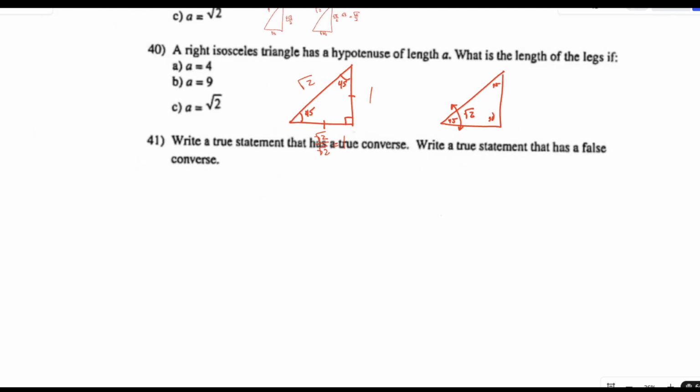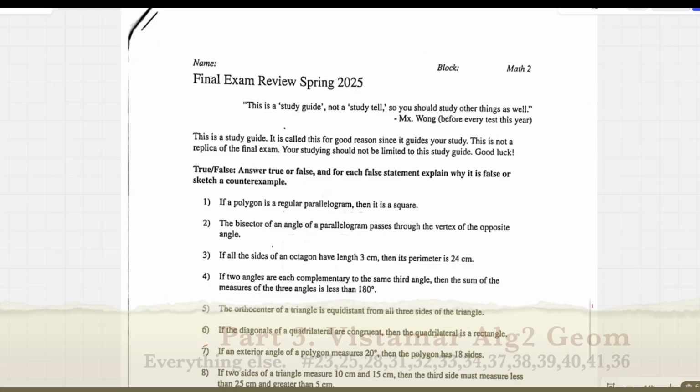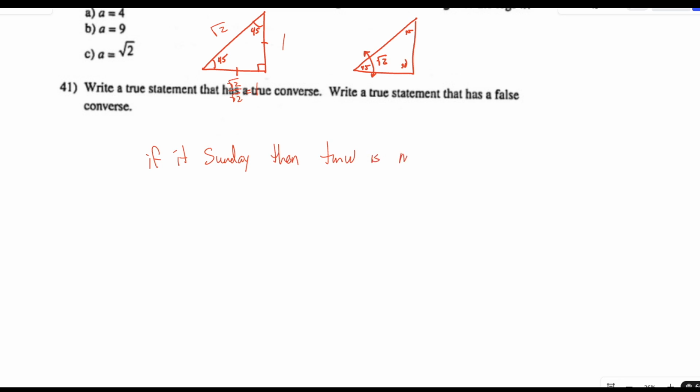Write a true statement that has a false converse. True one, let's go: if it's Sunday, then tomorrow is Monday. And the converse of that would be if tomorrow is Monday, then today is Sunday, which is true. So that's my true one.